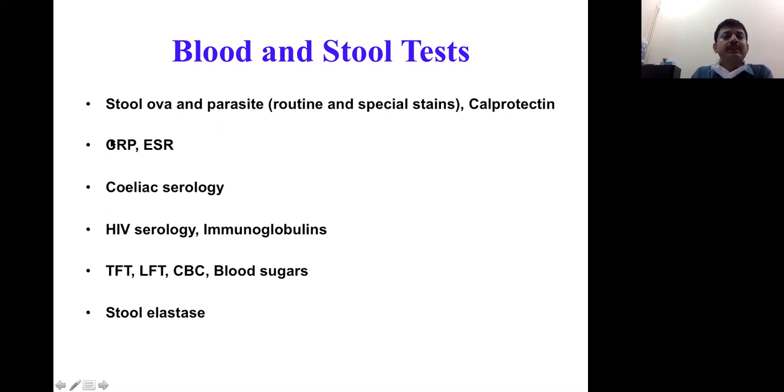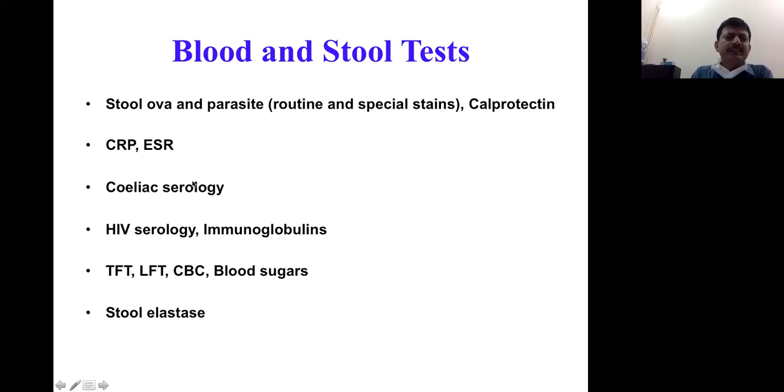And blood tests can be done for CRP, ESR. CRP will be elevated if your patient is having IBD. Celiac serology for celiac disease. HIV serology and immunoglobulins for immunodeficiency conditions. Thyroid function test, blood sugar for systemic disorders. Liver function test, blood count. Stool elastase for pancreatic insufficiency.